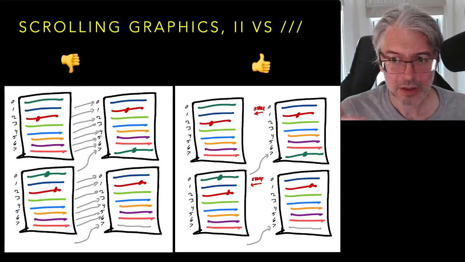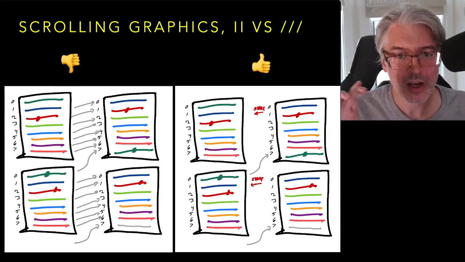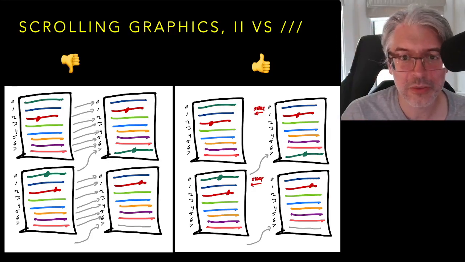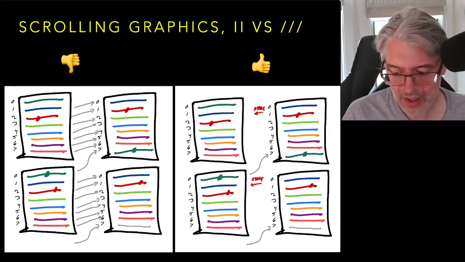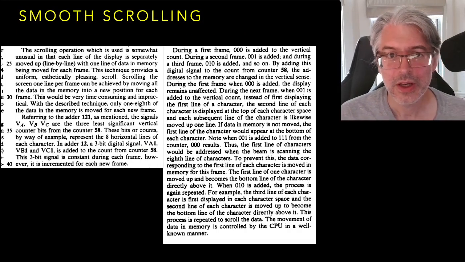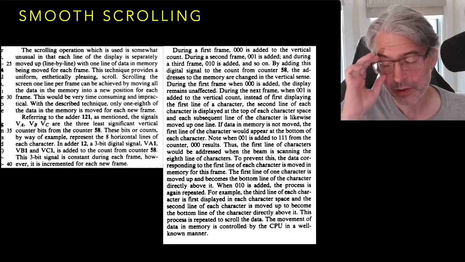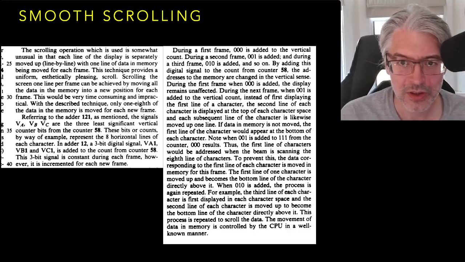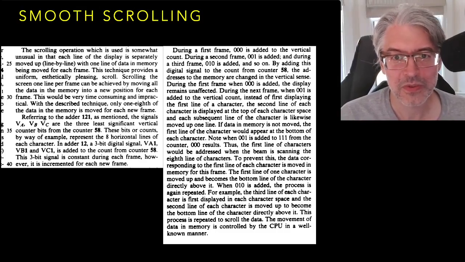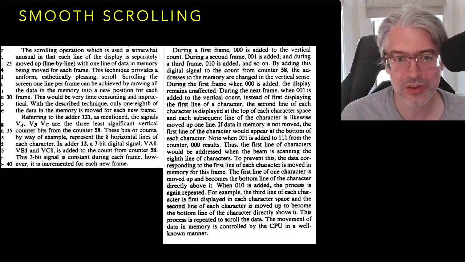And eventually, once you've gone through 8 steps, you will have copied the entire bottom block to the entire top block, but you won't have done all the intermediate writes. So that's moving much less data. This is a little bit from the patent that describes it. So the scrolling operation is somewhat unusual in that each line is separately moved up line by line with one line of data being moved for each frame. And it sort of describes how this works.